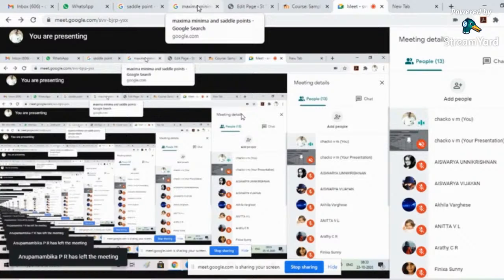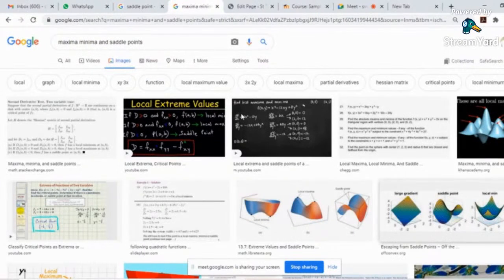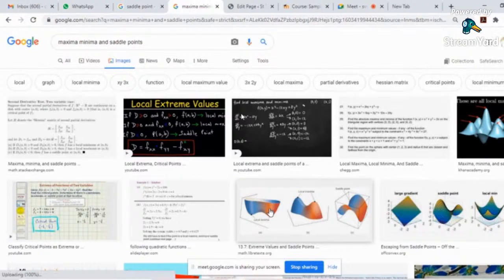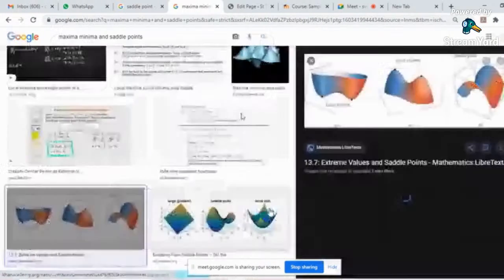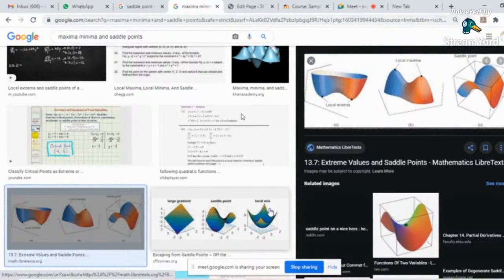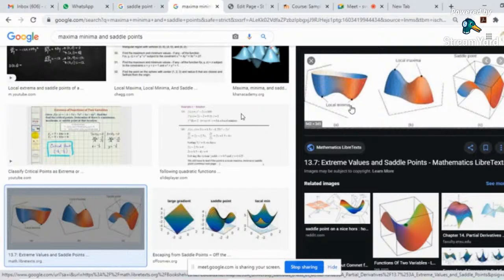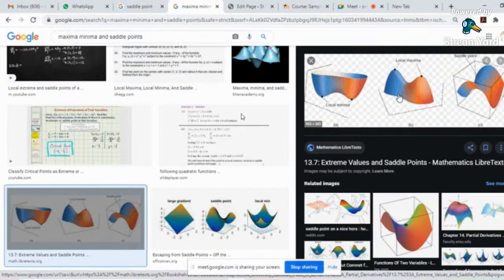I shall show you some figures, and you can see these figures. You can see that here we have 3 types of figures. One is having local minima, another is having local maxima, and another is having neither maxima nor minima. But at the same time, the derivative will be 0. So this is an example.